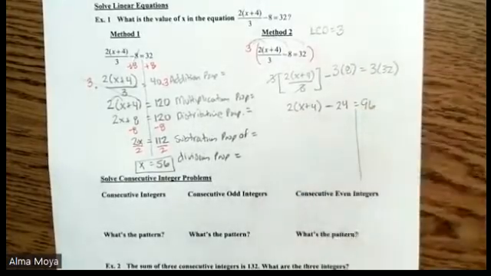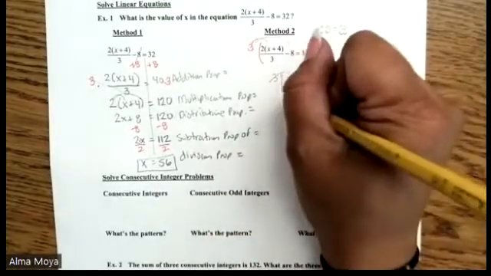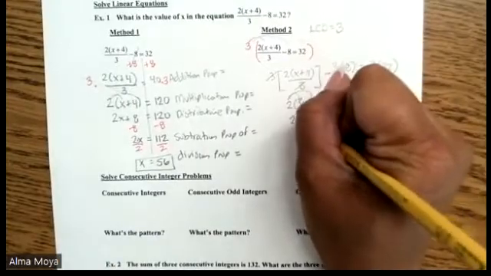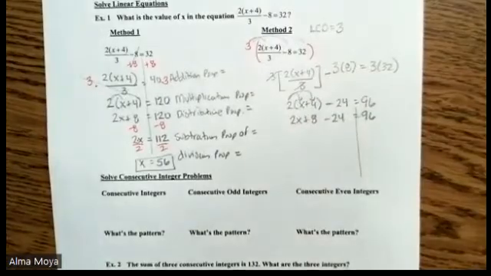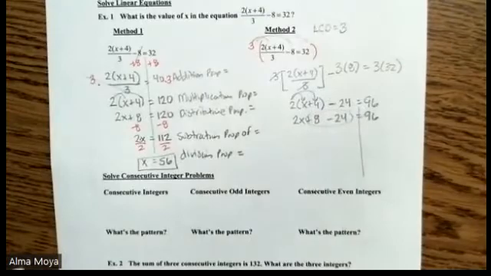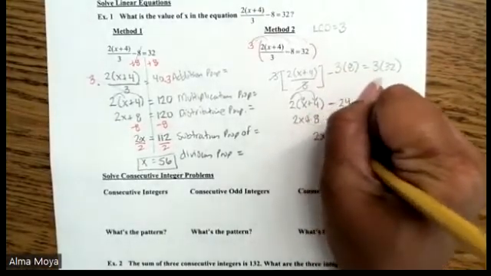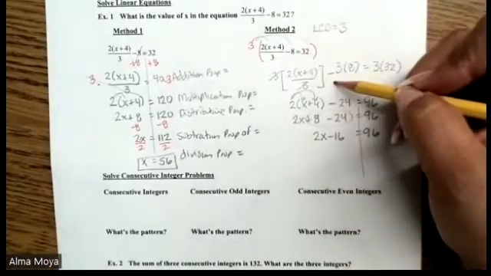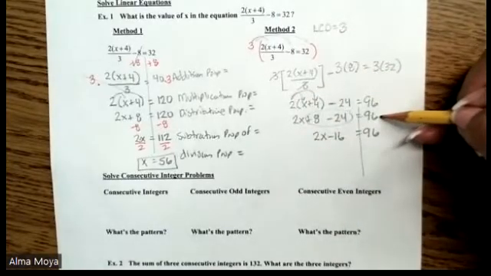Here's your equal sign. Whatever you do to one side, you're going to do to the other. However, right here, I need to simplify. 2 times x is going to be 2x. 2 times 4 is going to be 8, and that's the distributive property. And then right here, this is combining like terms. Those are like terms, and they're on the same side. And 8 minus 24 is going to give me negative 16. So here, this is a multiplication property. This is a distributive property. This is combining like terms.